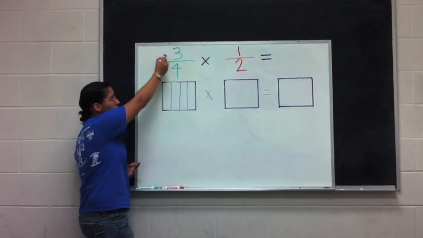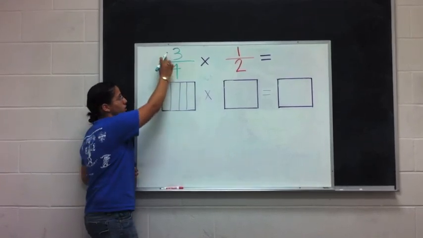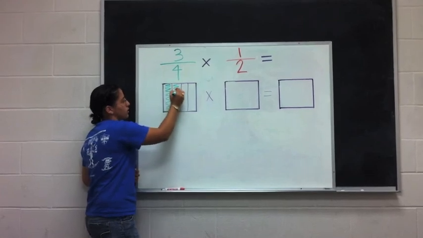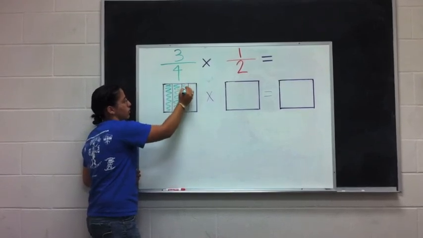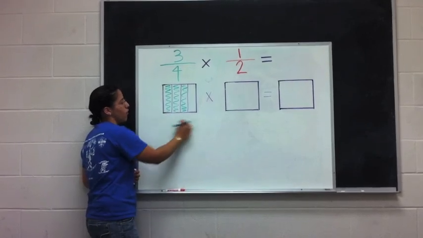Now our numerator tells us how many boxes are going to be colored in. So our numerator is 3. So 1, 2, 3. This shows 3/4.